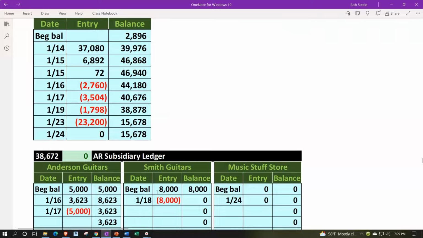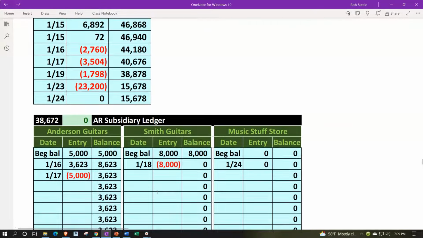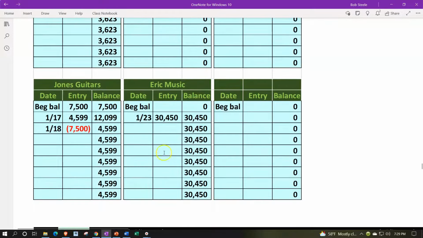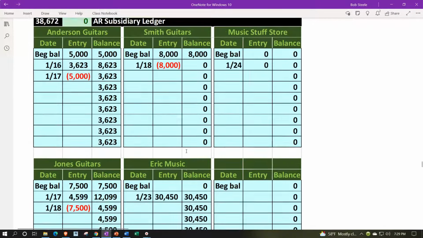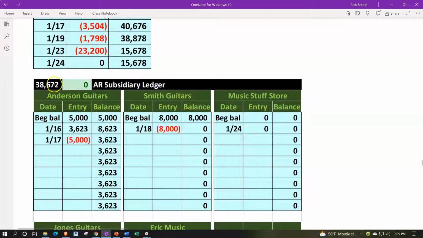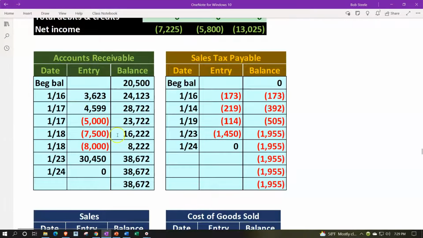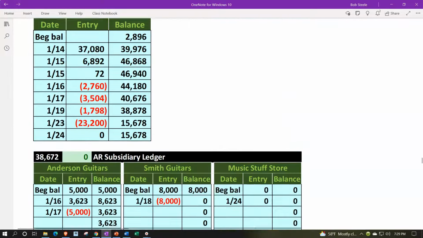If we look at the subsidiary ledger related to the accounts receivable, we see the change here, I believe it was this one: Eric Music was at 0, went up by 30,450 to 30,450. If we sum up all the customers in our subledger, we get to 38,672. That should match what's on the accounts receivable, 38,672.